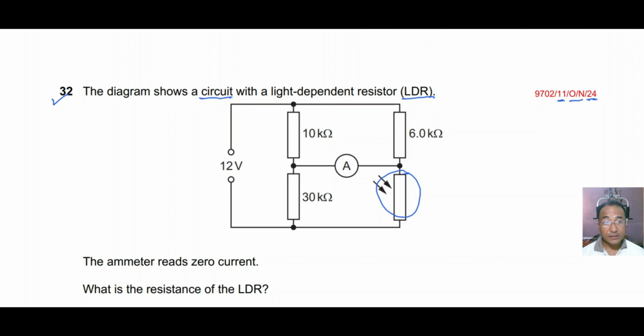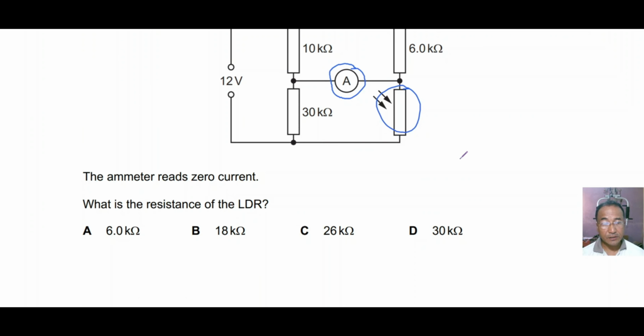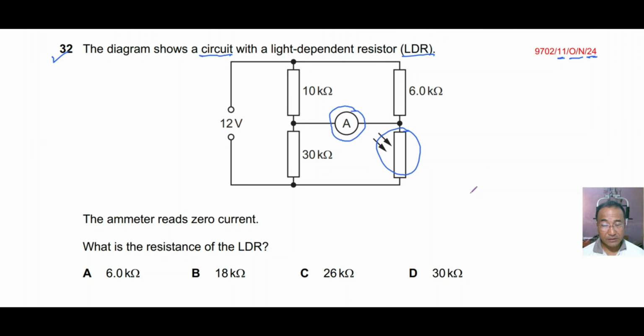The ammeter reads a zero current. So in this arrangement, the ammeter reads a zero current. What is the resistance of the LDR? So from this setup, I have to find the resistance of the LDR. The simple thing given is the circuit and the condition that this ammeter reads zero current.